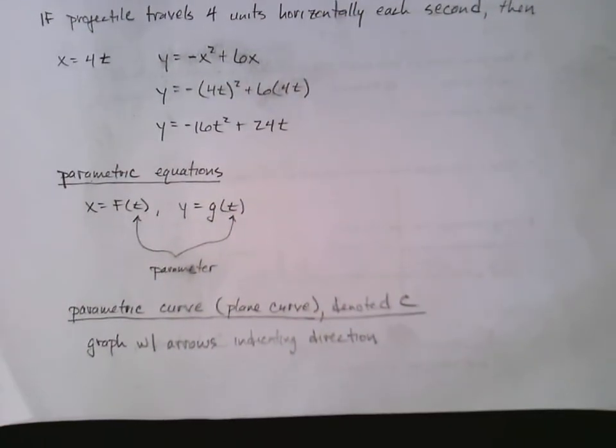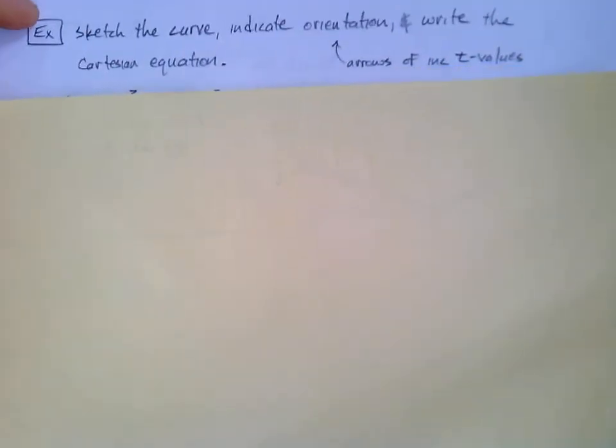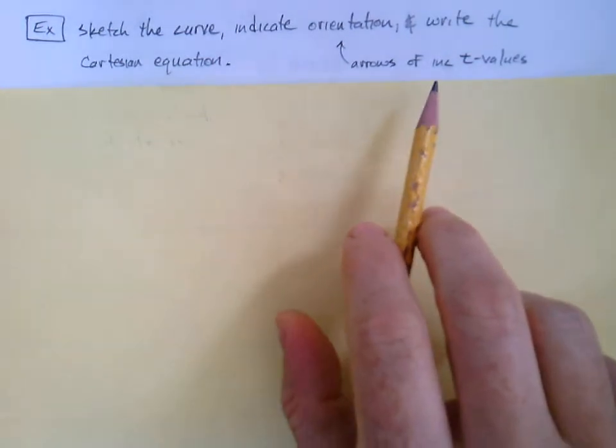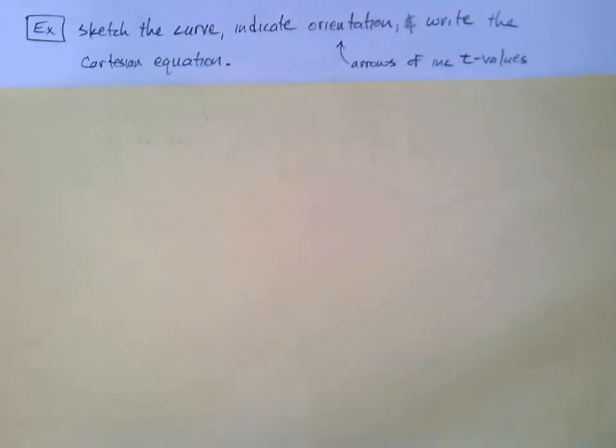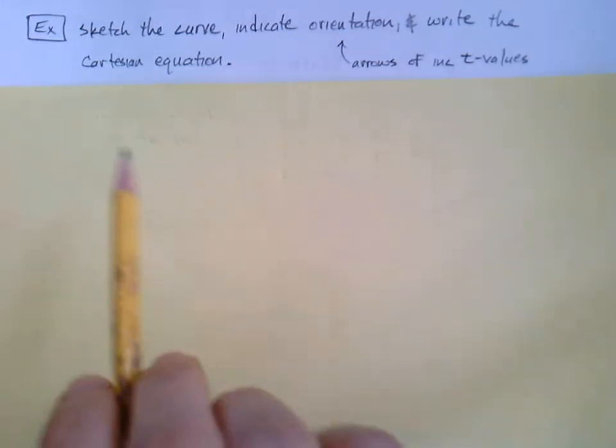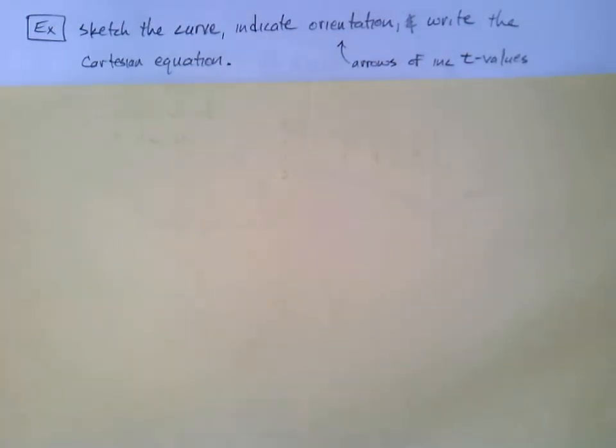Okay. Well, hey, I think we can get our first example here. Sketch the curve, indicate the orientation. By orientation, we mean the arrows indicating the flow of t, time. And finally, write the parametric equations into the Cartesian equation. The Cartesian equation is the traditional form that we're used to with just x and y.